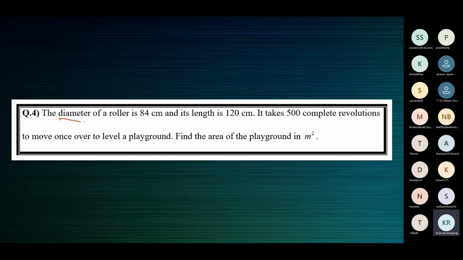The diameter of a roller is 84 centimeters, so you know the radius. The radius is 42 centimeters and its length, meaning the height, is 120 centimeters. So you know the radius is 42 centimeters and the height is 120 centimeters.